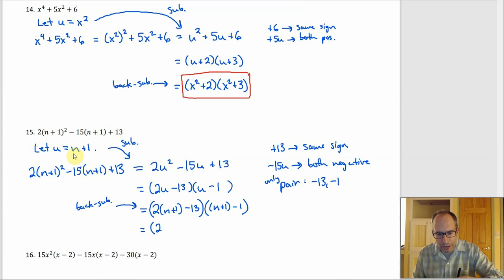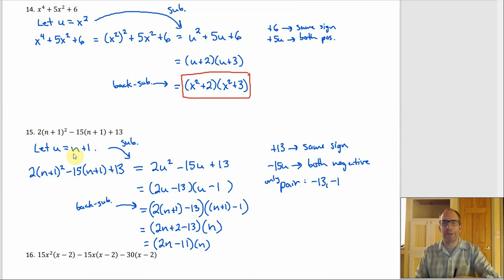And then, so what are we going to get? We're going to get 2n plus 2 minus 13, if I distribute the 2. And then here, n plus 1 minus 1, that's just n, right? So what do we get? We get 2n minus 11 times n. And I guess really around the n, you don't even really need those parentheses. But that's the answer.